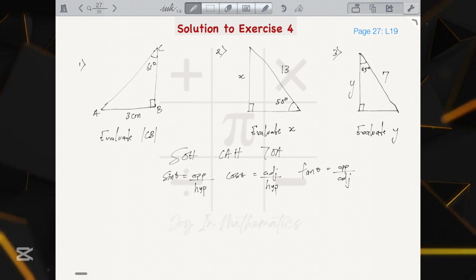Yes, I believe you have solved. Try this exercise on your own. If you probably solved it, you're just here for the confirmation. So let's solve together. We're using SOHCAHTOA.